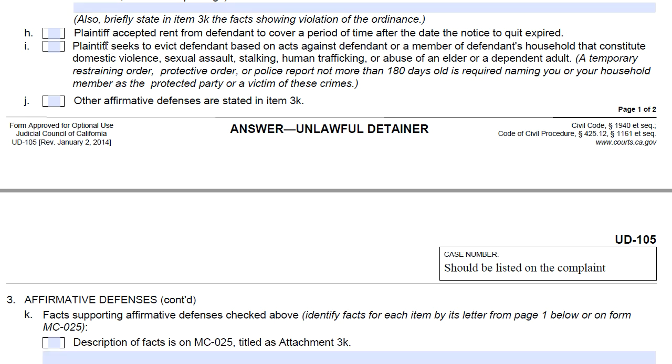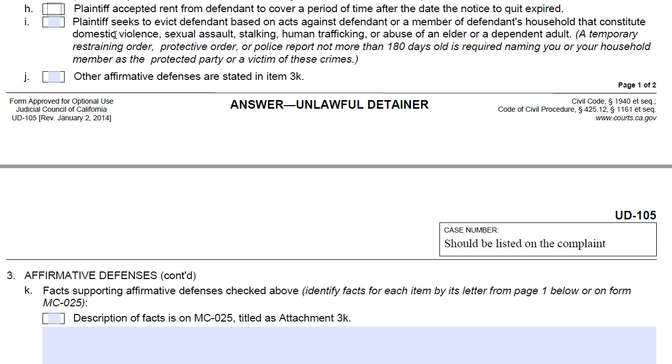Okay. H. So if the landlord gave you a notice to quit, and then after the time of that notice to quit expired, still accepted rent from you, then that's a defense to being evicted at this point. So if that happened, check H.